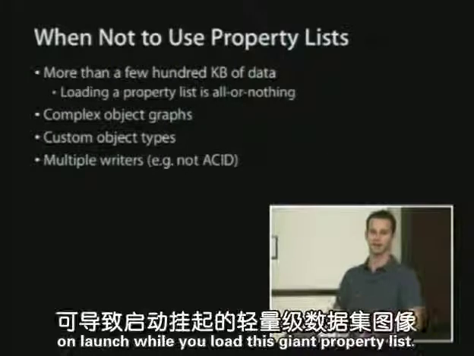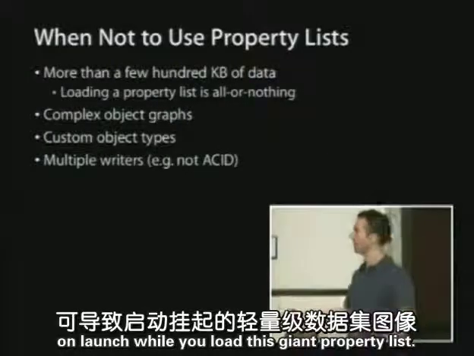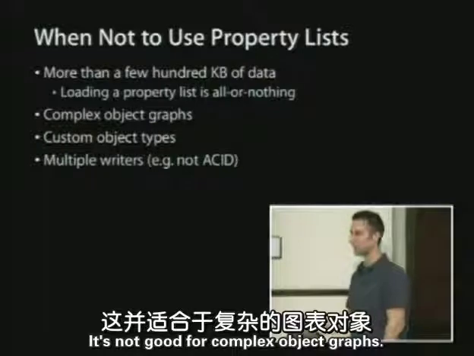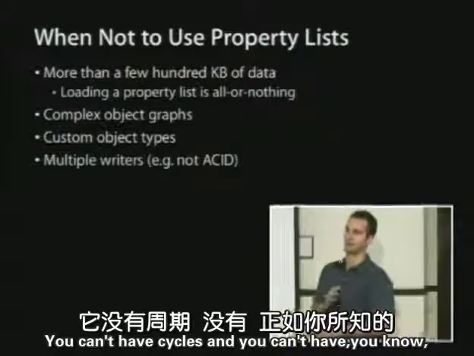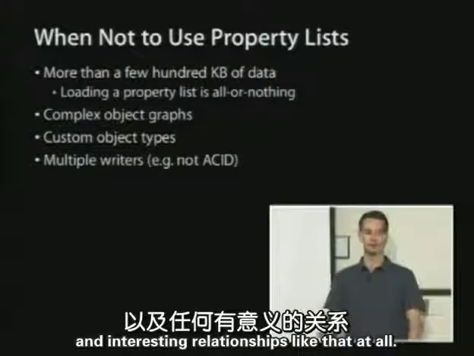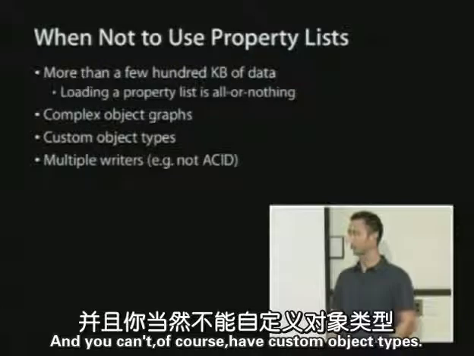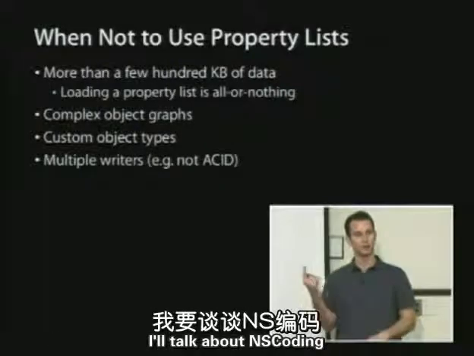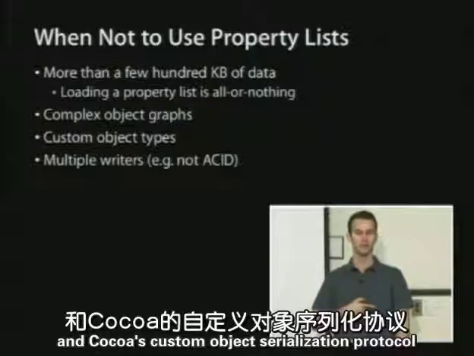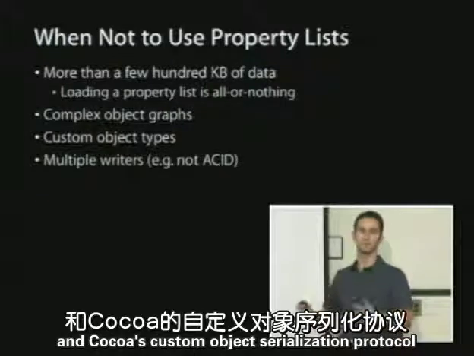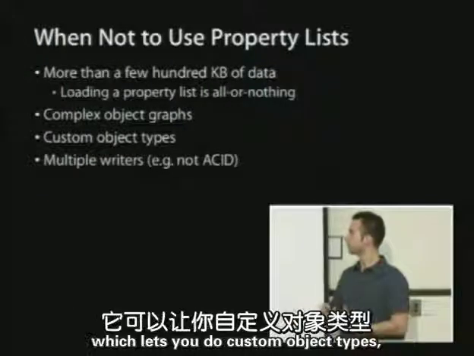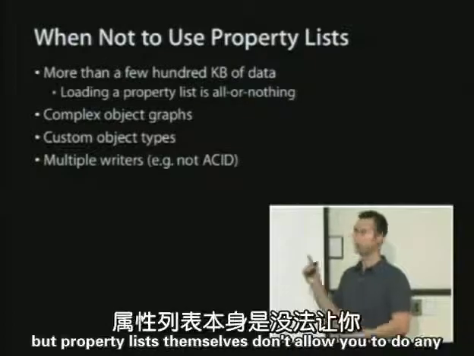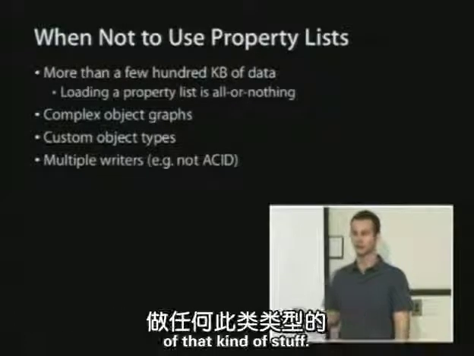Your app's going to hang on launch while you load this giant property list. It's not good for complex object graphs. You can't have cycles, and you can't have different types of objects and interesting relationships like that at all. And you can, of course, have custom object types. I'll talk about NSCoding and Cocoa's custom object serialization protocol, which lets you do custom object types, but property lists themselves don't allow you to do any of that kind of stuff.